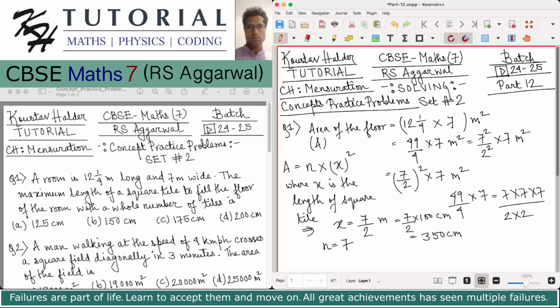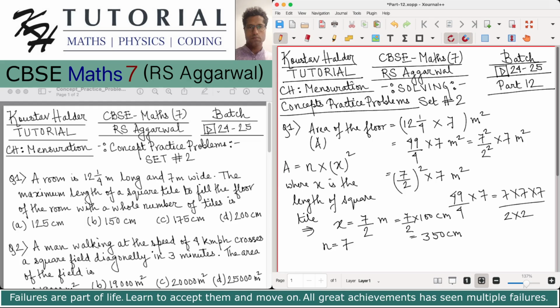Yes, the choices are correct: 125 centimeter, 150 centimeter, 175 centimeter, and 200 centimeter. So the maximum length of a square tile. The length of a square tile means the side of the square tile to fill the floor of the room. The maximum length of a square tile to fill the floor of the room with a whole number of tiles.